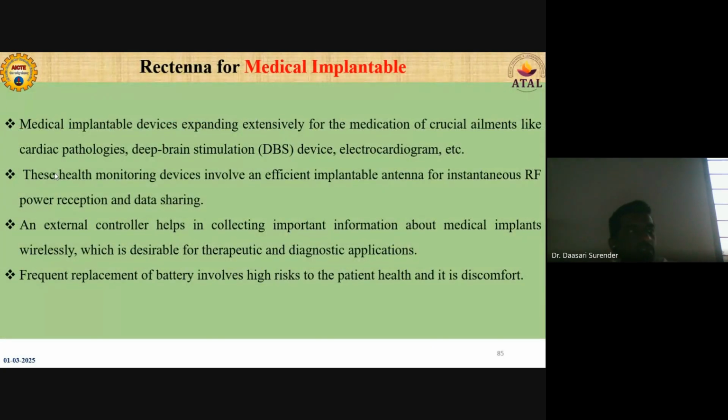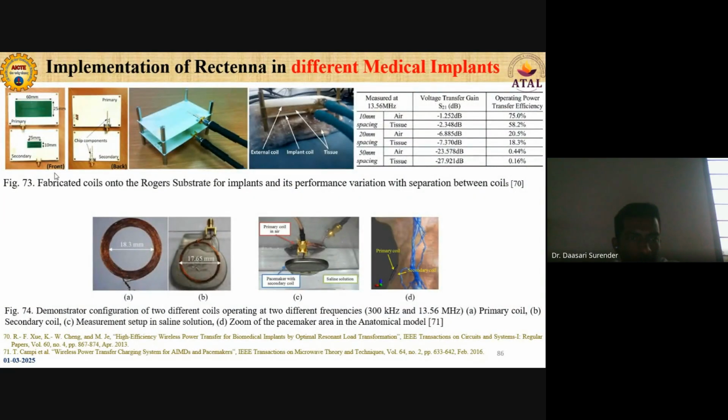It also extends the lifetime of the battery, so it is not necessary to replace the batteries every time, which is highly convenient for the patient. These are some designs for medical implants, and their performances are also presented in the table. Here, two different coils operating at two different frequencies were presented for medical implants.